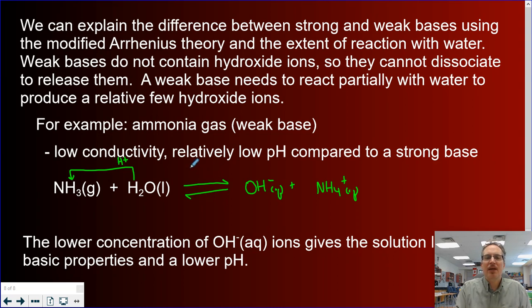Therefore, weak bases have a percent yield less than 50%, meaning they favor staying as reactants instead of going to products. Now, some will go to products because the light on the conductivity tester is still going to light up, but not all like what would happen in a strong base. Again, I'm going to put a little star here. The lower concentration of hydroxide ions gives the solution less basic properties and therefore a lower pH closer to 7.